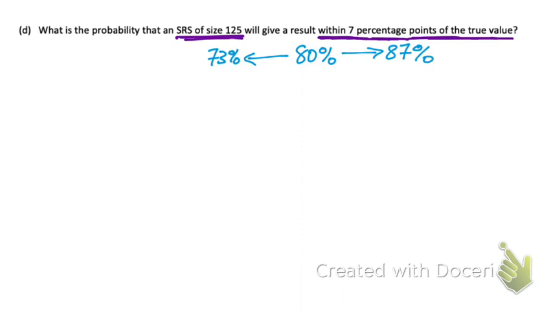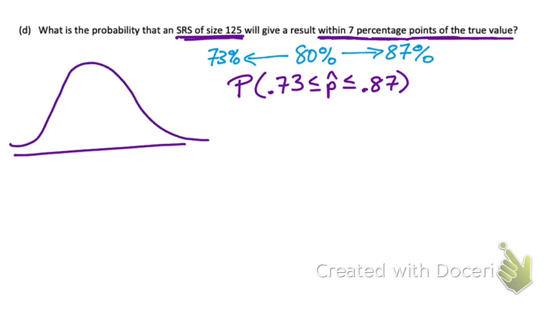So, in probability notation, here's what you're looking for. The probability that her p hat is between 0.73 and 0.87. That's the notation that goes with the problem. Okay, you are so excited because you have a normal distribution. The mean of this distribution is 0.8. What was the standard deviation of this distribution? 0.0358.